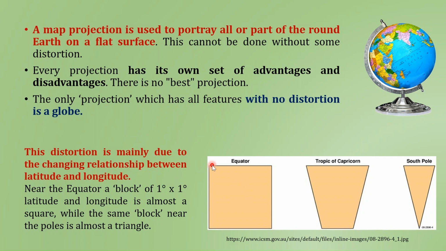Near the equator, a block of 1 degree latitude and 1 degree longitude is almost a square. But when we move towards the pole, it is somewhat like a triangle. Here we can see the difference of a block. Near the equator, it is in the form of a square. It is near the Tropic of Capricorn and it is at the South Pole. Because of this change in the relationship between latitude and longitude, distortion occurs when we try to project the 3D world features onto a two-dimensional map.